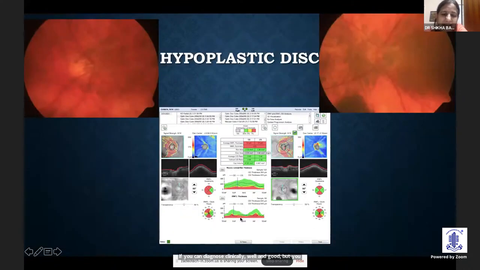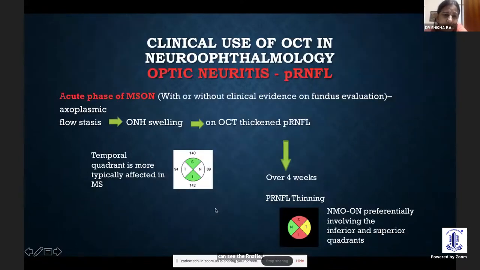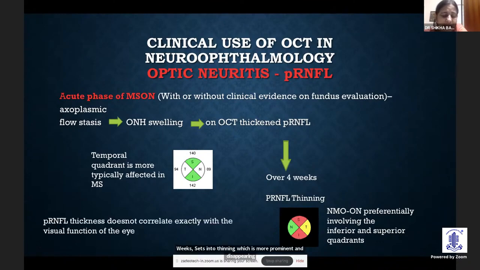In case of hypoplastic disc, the disc size can be quantified on the OCT. You can see the RNFL thinning in two or three quadrants, and again confirm the diagnosis. Now, in cases of acute optic neuritis, in the acute phase there is thickening of the peripapillary retinal nerve fiber layer, and over a period of 4 weeks this sets into thinning, which is more prominent in the superior and inferior quadrants. This thinning is more prominent in the superior and inferior quadrants in case of NMO spectrum disorder, and it does not correlate exactly with the visual function of the eye.